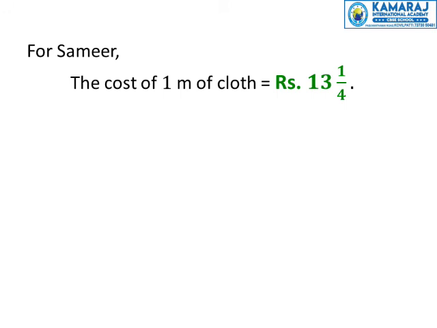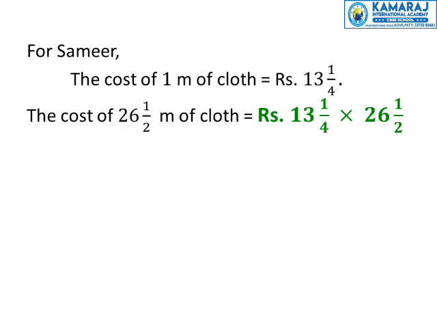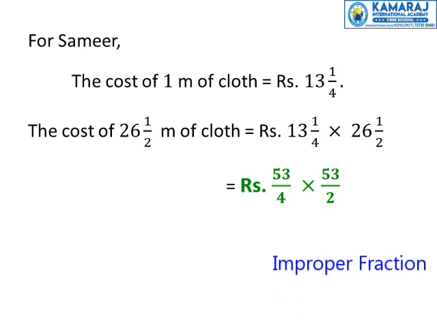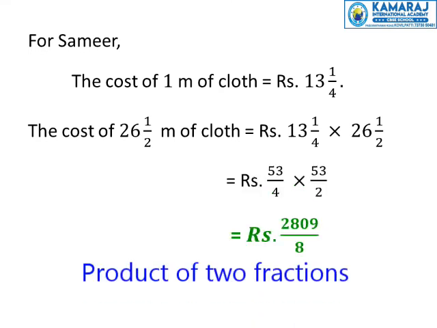Here we need to find the cost of 26.5 meter of cloth, which is rupees 13 1 by 4 into 26.5. Here both of them are in the form of mixed fractions, so the first step is to convert into improper fractions. So 13 1 by 4 is equal to 53 by 4, and 26 1 by 2 is equal to 53 by 2. So it is rupees 53 by 4 into 53 by 2. Now this is the normal product, which is equal to rupees 2809 by 8.